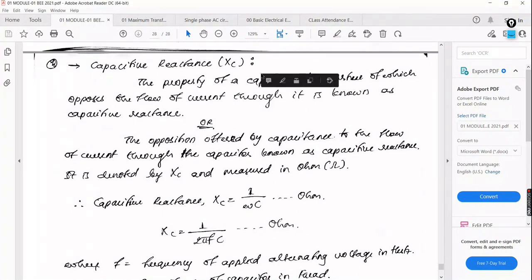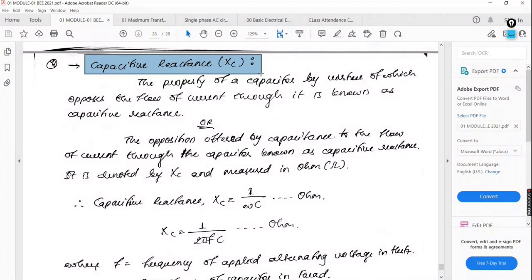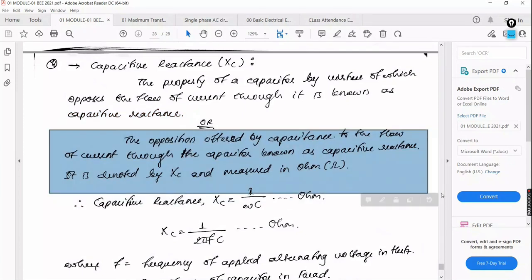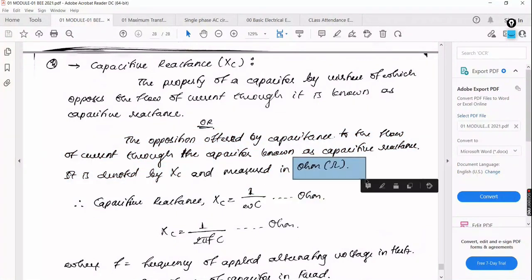Okay, next, with respect to the capacitive reactance Xc: the property of the capacitor by virtue of which it opposes the flow of current through it is called capacitive reactance. Whatever current flows through the capacitor is opposed by this property. It is also called the opposition offered by the capacitor to the flow of current through it, represented by Xc and measured in ohm.